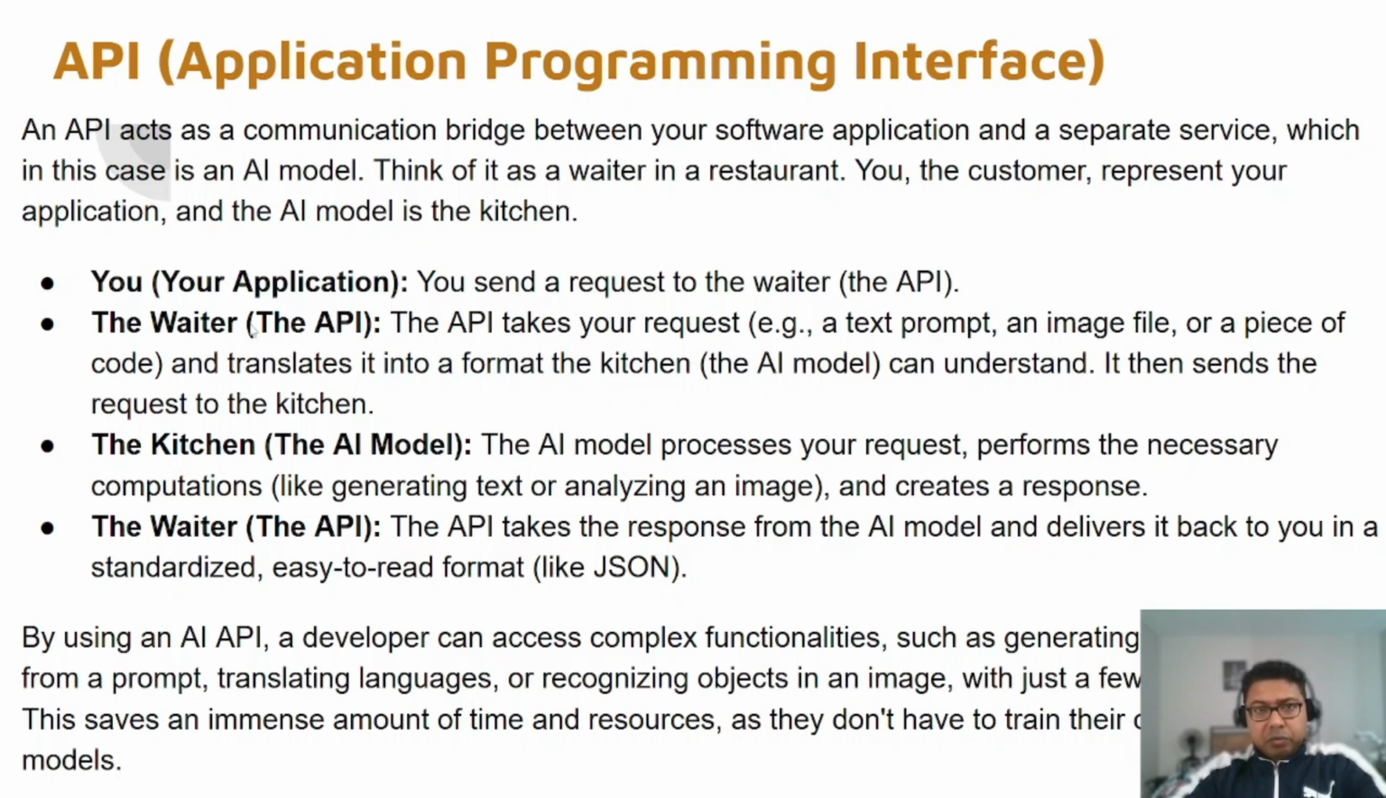And then that waiter takes it to the kitchen. Kitchen is basically the AI model where the response is getting processed, right? In the kitchen, the food is getting processed. And when the response gets processed, then the waiter brings it back to us. So that's also the job of the API, to bring the response back. So how does it do that? API basically takes the response and returns it to us in a format which we understand, right?